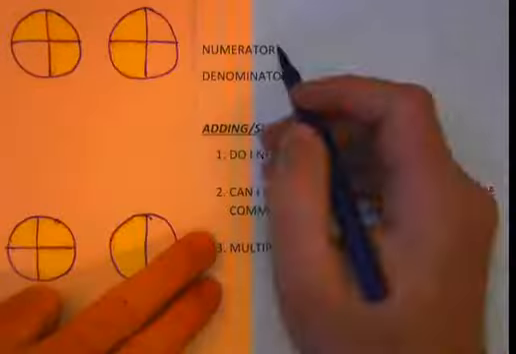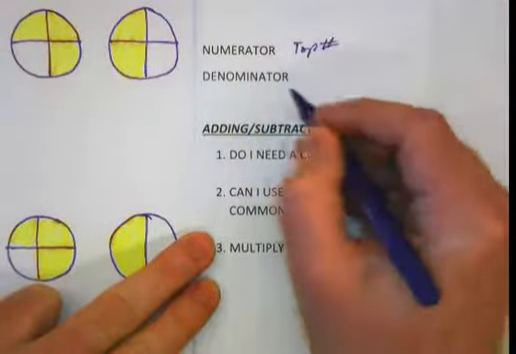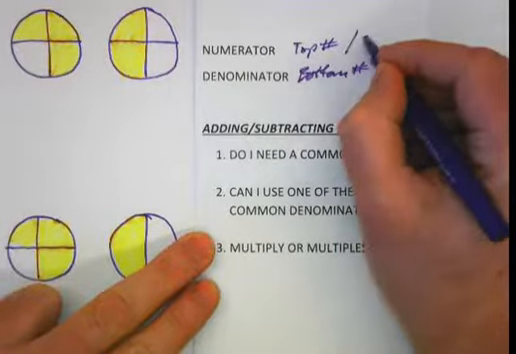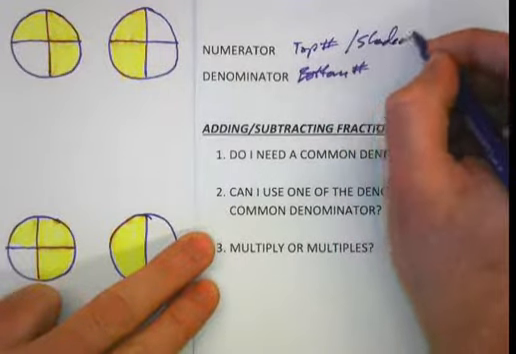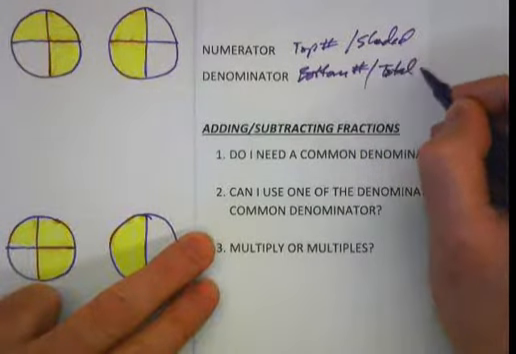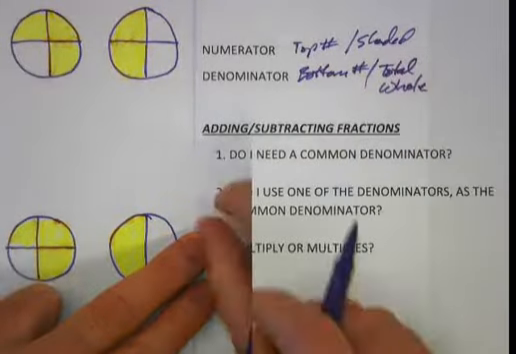Remember, our numerator is our top number, and our denominator is our bottom number. The numerator tells how many are shaded, and the bottom number tells us how many total. How many total make the whole. So how many pieces in a whole.